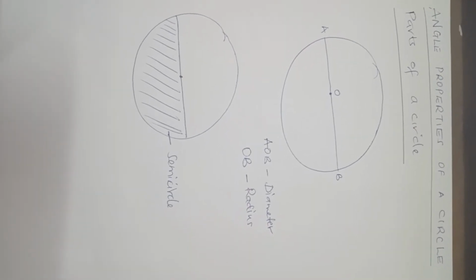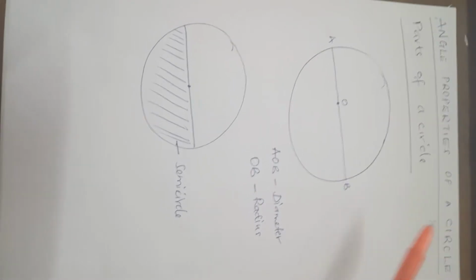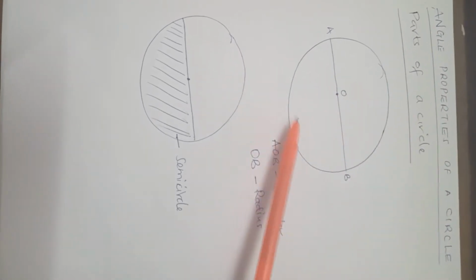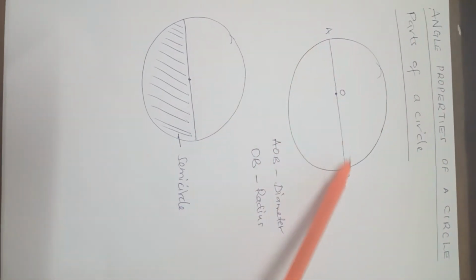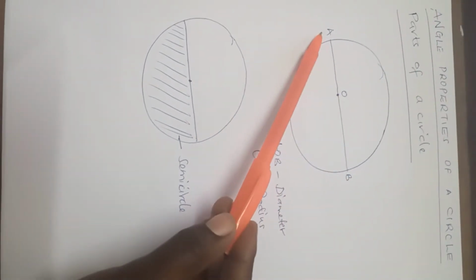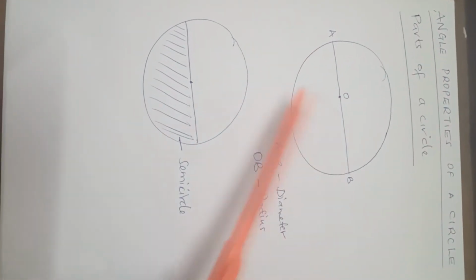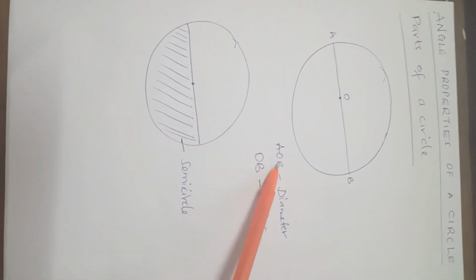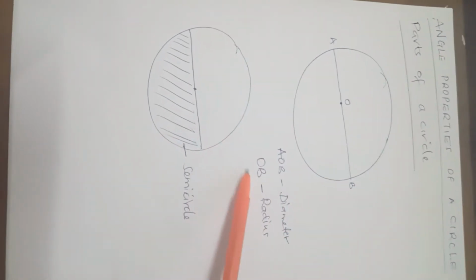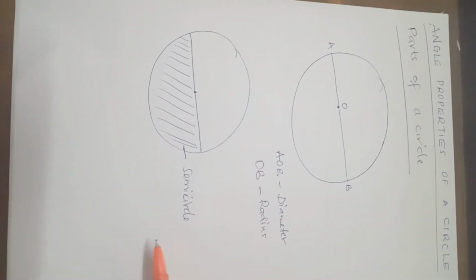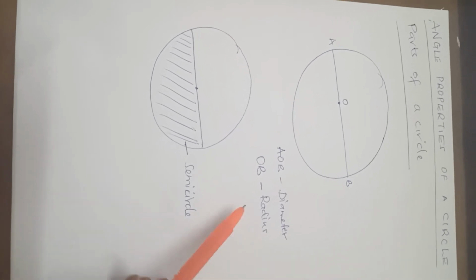Angle properties of a circle. Let's look at the parts of a circle. So we have a circle with center O and a line that passes through the center touching the circumference on both ends. We call that the diameter. That is, line AOB is the diameter. And OA, OB is the radius of the circle. Half of the diameter is the radius of the circle.